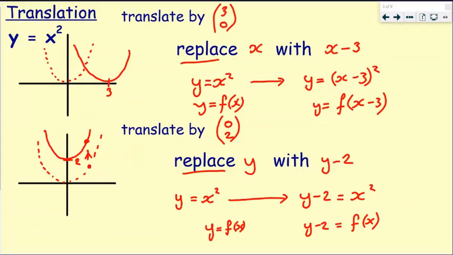Of course, if we wanted to move down instead, then instead of minus 2, we have plus 2. I think you get the idea. Okay, that's translations.